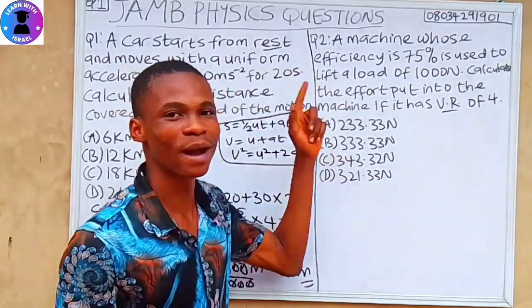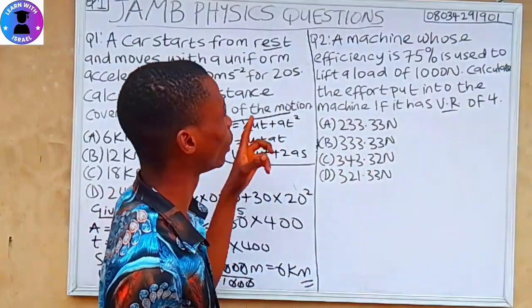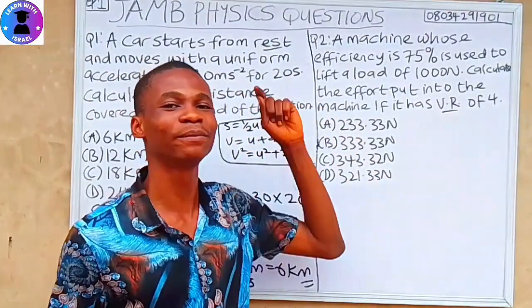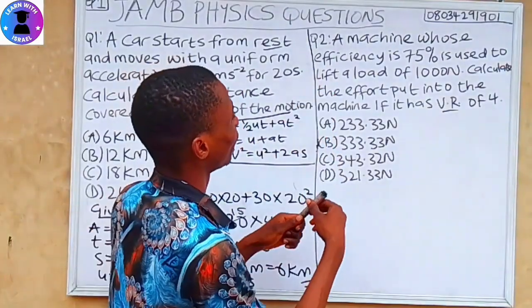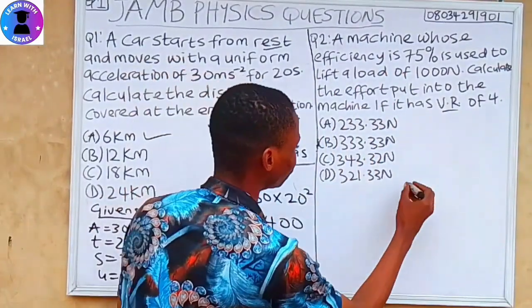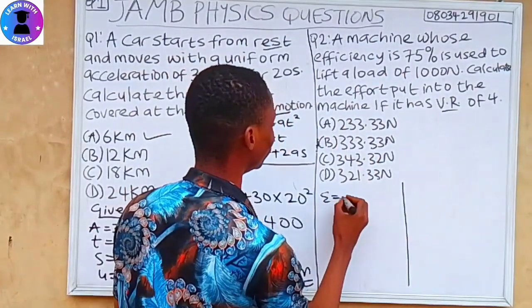So this is a simple machine question, and the previous one was a motion question. These two topics, JAMB repeats every year, so be attentive. Let's start. Our efficiency is 75%.